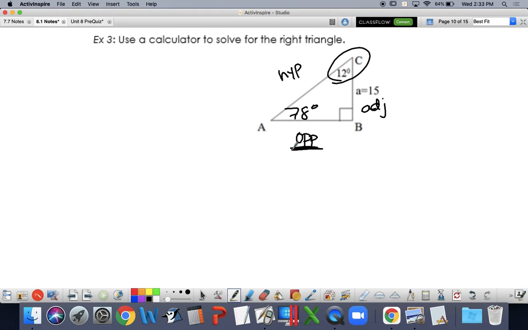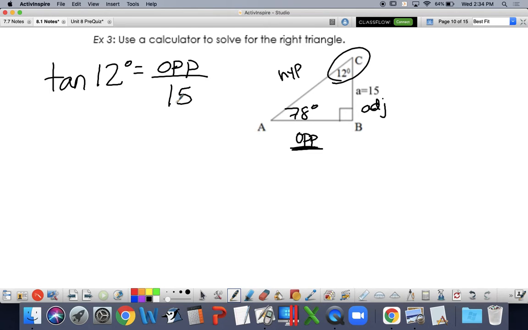I have adjacent. I want opposite. What trig identity uses opposite and adjacent? Tangent. So that's going to tell me what to use. So the tangent of 12 degrees is whatever our opposite value is divided by 15. How do I solve this? Get the tangent of 12 degrees. Sure, we can plug that into our calculator and find it.